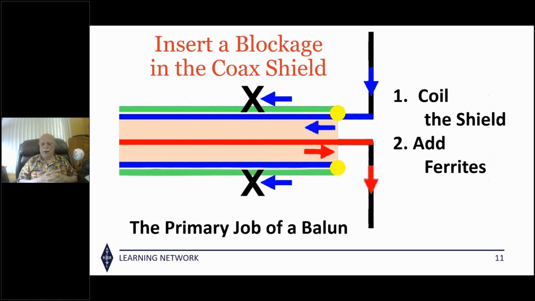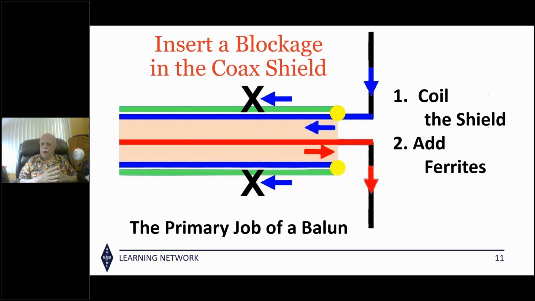Here's the coax again that we saw earlier. And here's how we get rid of the effect of the yellow dots, which is to connect the inside of the coax to the outside of the jacket of the shield. We simply put a blockage in the outside shield, like any kind of thing that'll block it. There's several ways to do it. The common ways to do it are shown on the right.